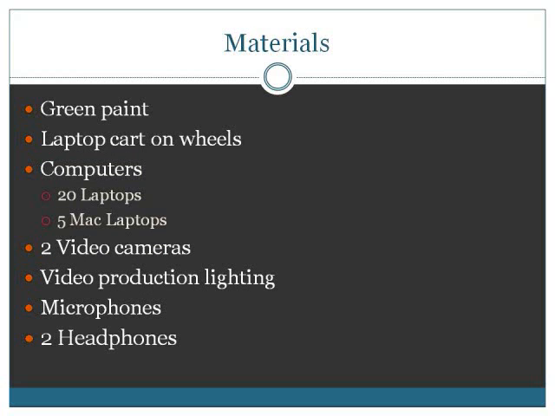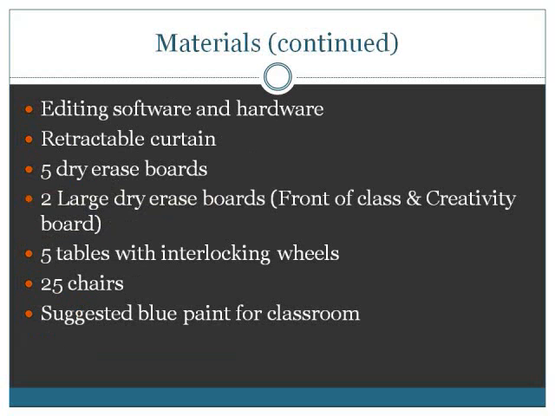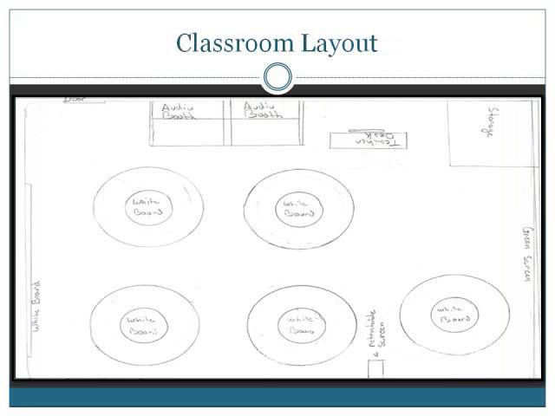We took this into consideration when determining the necessary materials for our classroom layout. Green screen technology requires certain basics. Those basics include green paint, lighting, video production, software, microphones, headphones, and cameras. Some schools provide computers to all of their students. In these situations, those computers would suffice.